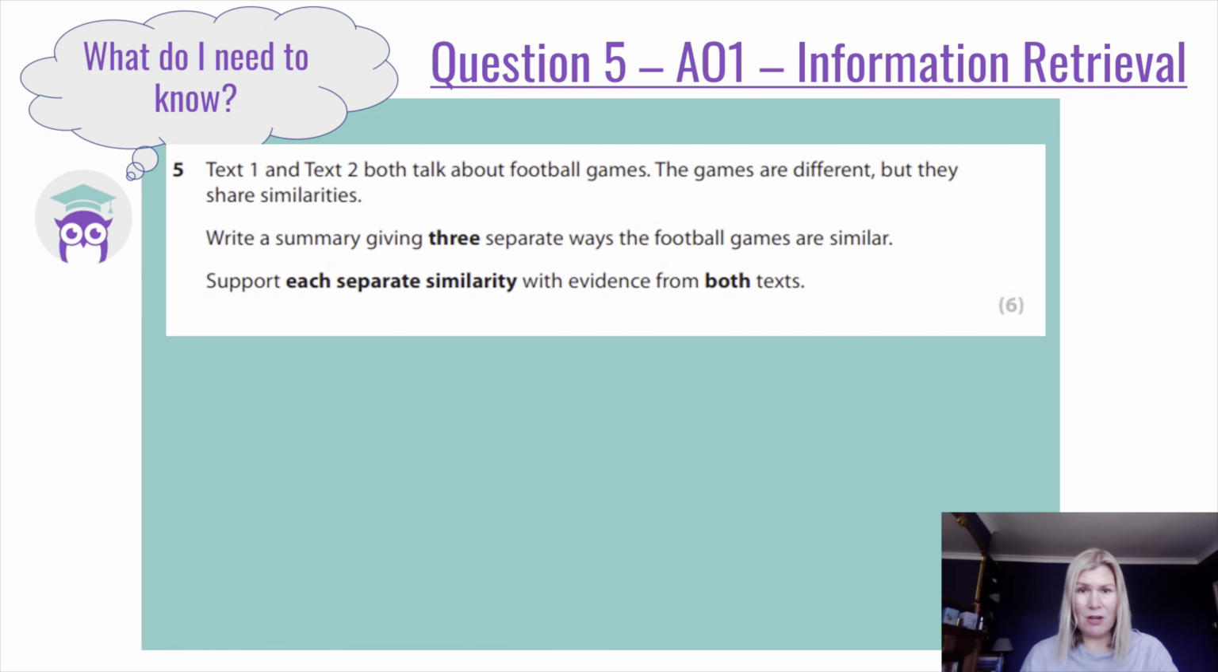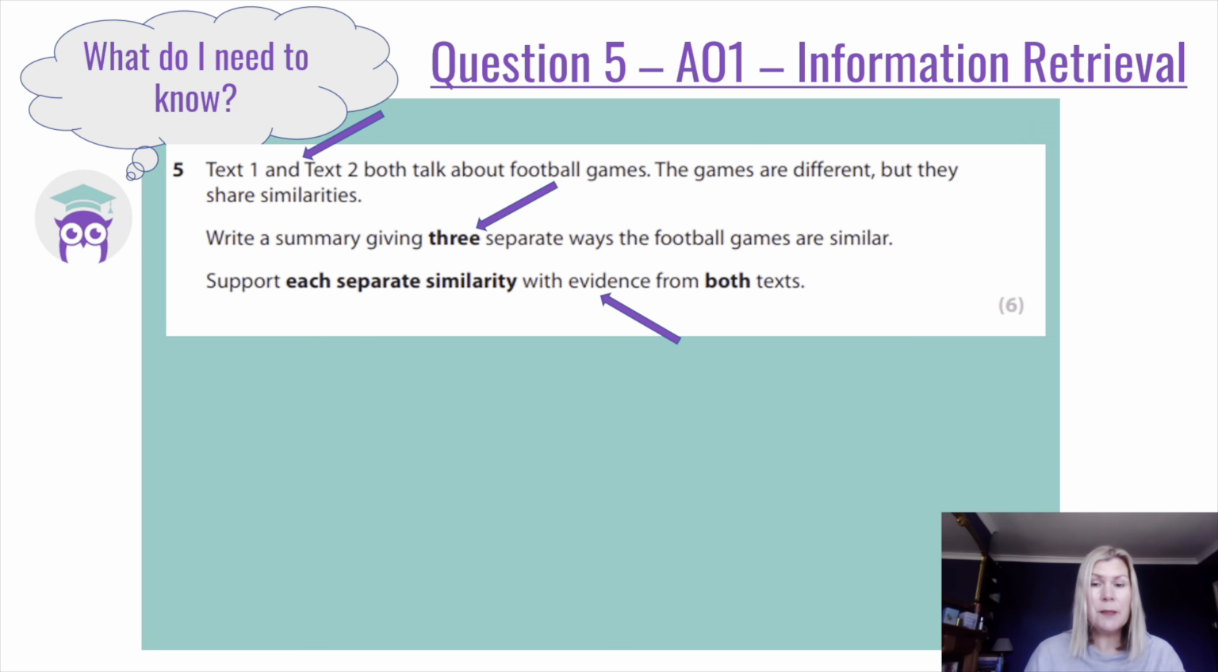So question 5 is actually a really nice question. It's only doing AO1, so information retrieval. But a lot of students overcomplicate it and therefore lose marks. So we're dealing with both texts. Text 1 and 2 both talk about football games. The games are different, but they share similarities. Write a summary giving 3 separate ways the football games are similar. So it's nice and specific. You know you only need 3. And then support each separate similarity with evidence from both texts.